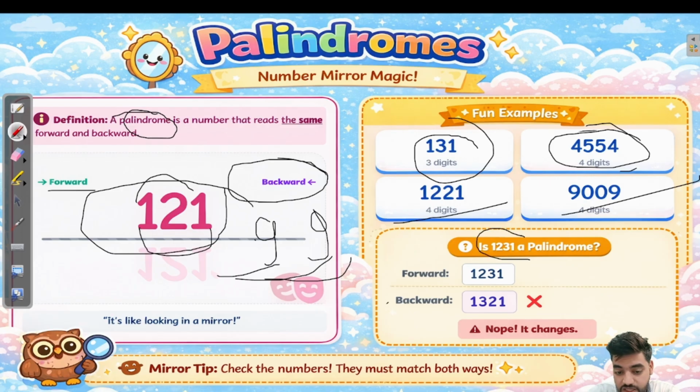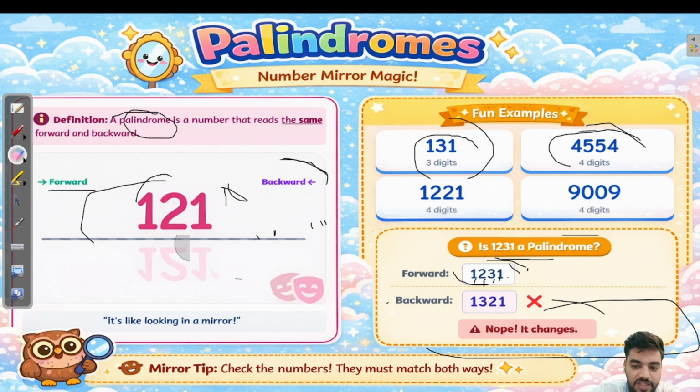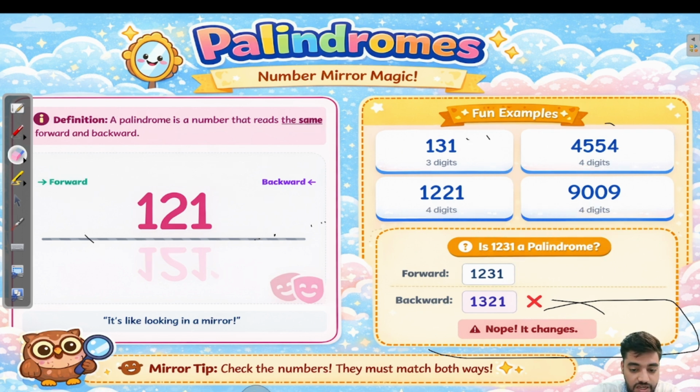So is 1231 a palindrome? Can you see that? 1231. When we read it from backward, it is 1321. It's not the same, so it is not a palindromic number. So this is the magic of maths, where we get the concept of palindromic numbers.